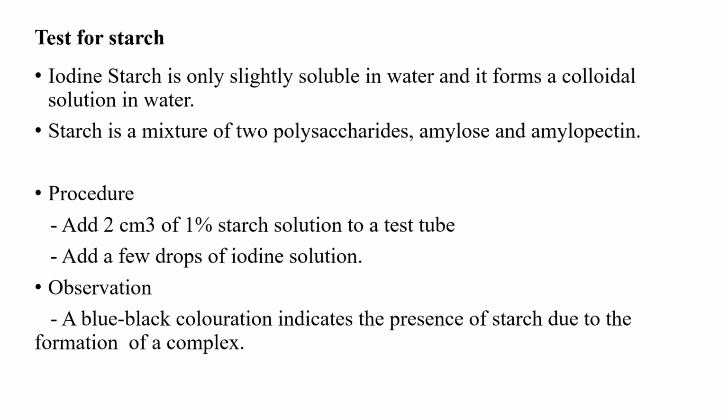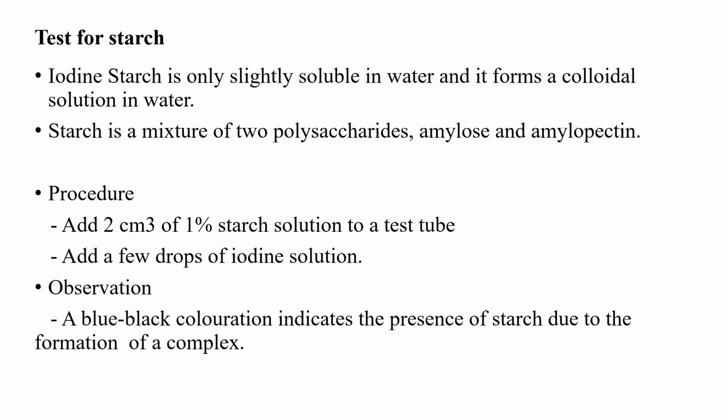Or better still, you may not even prepare a mixture or a solution of this food item. You can add directly. But if you prepare the solution, you add about 2 centimeter cube of 1% starch solution into a test tube. That is, after you have prepared the solution of starch, you take 2 centimeter cube of this starch solution and put it in a test tube. Then you add a few drops of iodine solution.